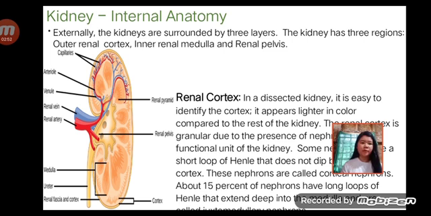Some nephrons have a short loop of Henle that does not go deep into the cortex. These nephrons are called the cortical nephrons. About 15% of nephrons have long loops of Henle that extend deep into the medulla. So the renal cortex is the outer part of the kidney. It contains the glomerulus and convoluted tubules. The renal cortex is surrounded on its outer edge by the renal capsule, a layer of fatty tissue. The main function of the cortex is to provide a space for arterioles and venules from the renal artery and vein, as well as the glomerular capillaries, to perfuse the nephrons of the kidney.